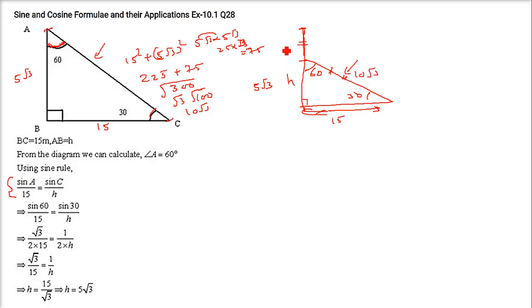That means this side is equal to this side. So this will also be 10 root 3. So what is the height of the tree? This plus this. So 5 root 3 plus 10 root 3. So it will be 15 root 3. So the height of the tree will be 15 root 3.